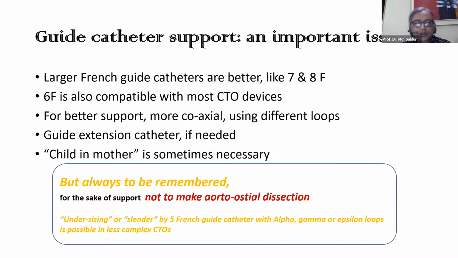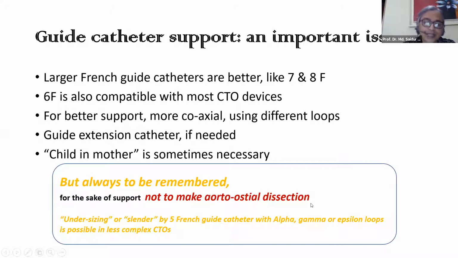These are the pearls for the integrated approach. You have to prepare for all these things, and think of them beforehand. Larger French guide catheters, 7 or 8 French, for complicated procedures. 6F is also compatible nowadays with almost all CTO devices. For better support, use more coaxial and different types of loops. A guide extension catheter if needed, and child-and-mother is sometimes necessary. But always remember, for the sake of support, not to cause ostial dissection.